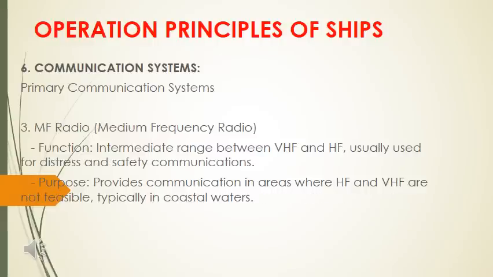Next is the MF radio, the medium frequency radio. What's the function? Intermediate range between VHF and HF. It's usually used for distress and safety communications. The purpose is that it provides communication in areas where high frequency and very high frequency are not feasible, typically in coastal waters.